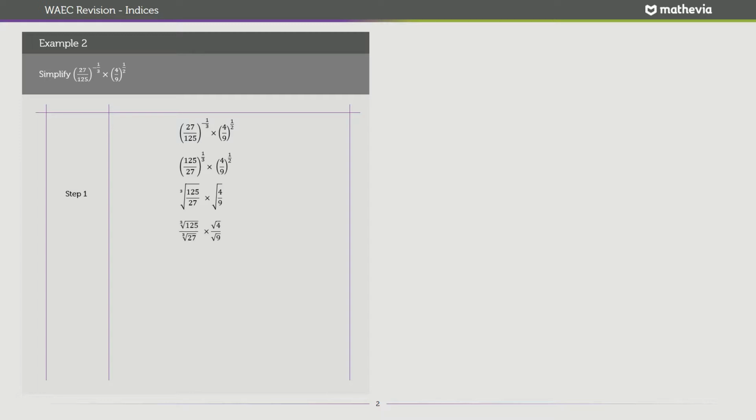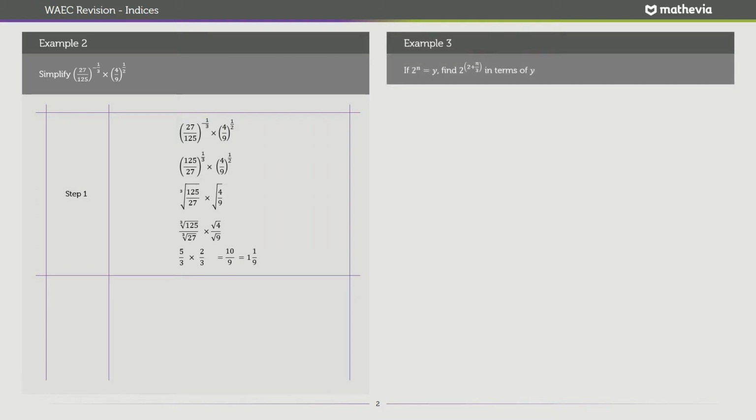So basically we're going to have the cube root of 125 over the cube root of 27, times the square root of 4 over the square root of 9. And we just simplify that out. The cube root of 125 is 5. The cube root of 27 is 3. The square root of 4 is 2, and the square root of 9 is 3. We work that out, and we end up with 1 whole number 1 over 9. Simple, straightforward.